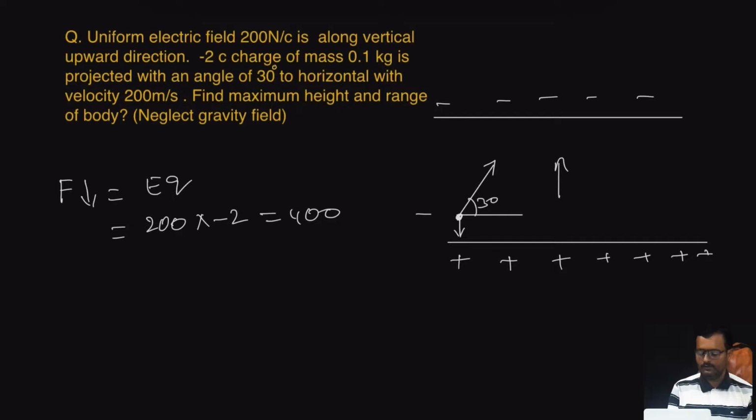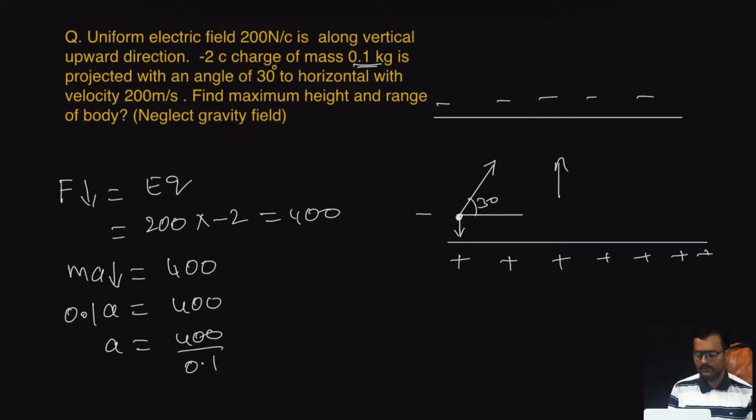F is equal to MA, in the downward direction, that is 400. The mass of the object is 0.1 kg, so A is equal to 400 by 0.1. 0.1 is nothing but 1 by 10, so the denominator of the denominator becomes the numerator. So 400 into 10 is 4000 meter per second square, and it is in the downward direction.